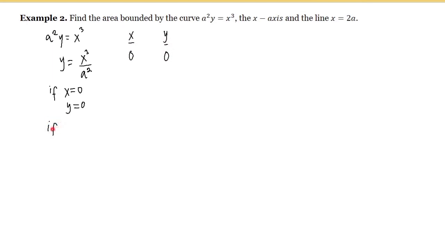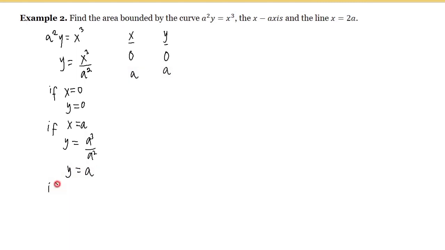Then, if we have x is equal to a, substituting that to our equation, we have y is equal to a cubed over a square. Then we can say that our y is equal to a. So if x is equal to a, then our y is also equal to a.